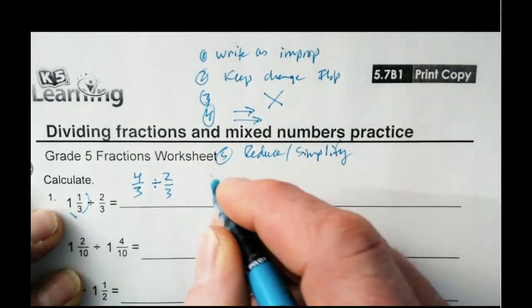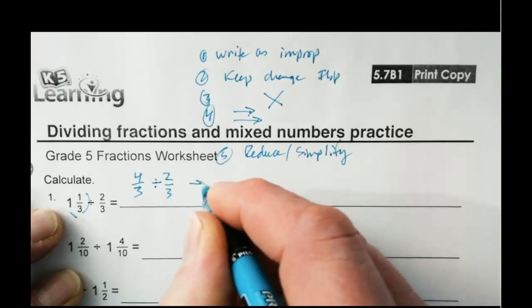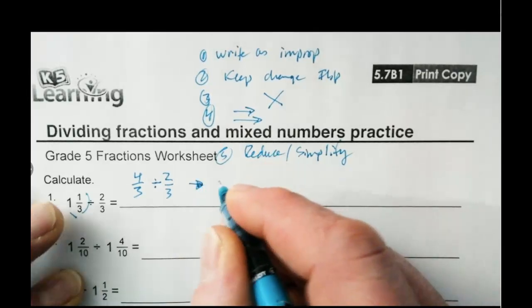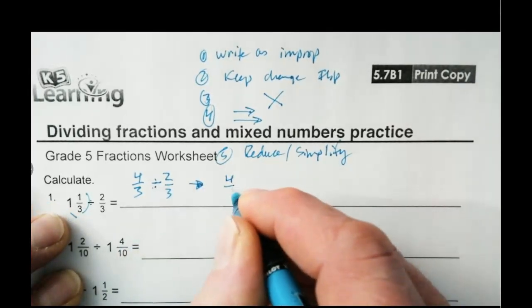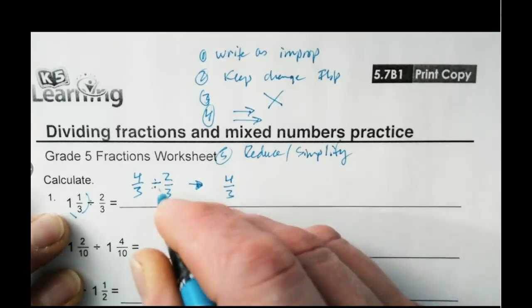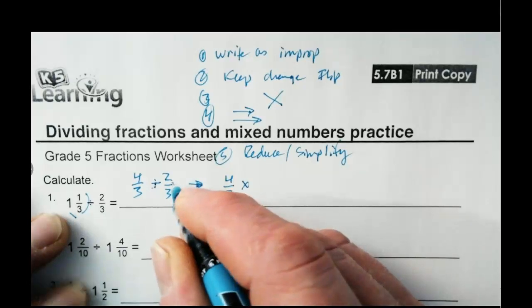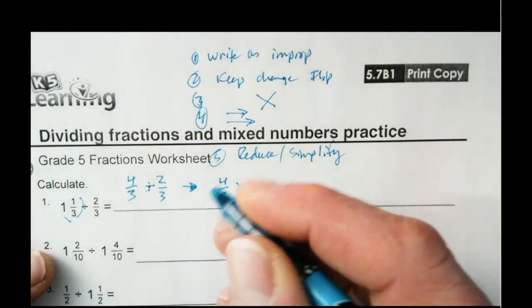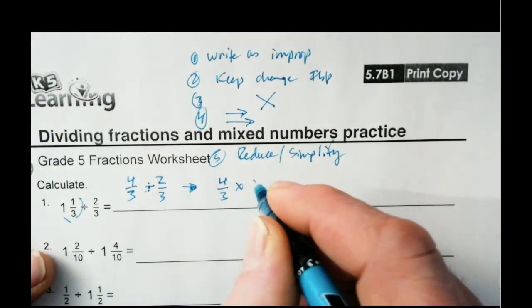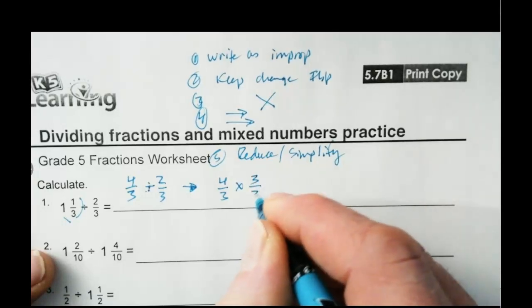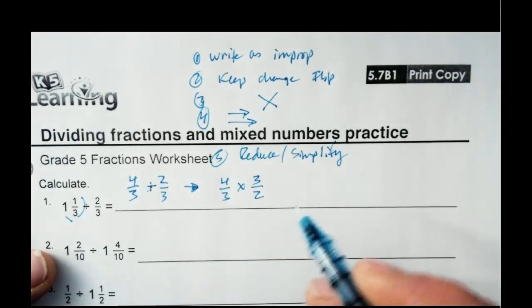Now we have to do the keep, change, flip. I'm just going to put a little arrow. We're going to keep this one, 4/3. We're going to change this from division to multiplication. And we take this one and we're going to flip it upside down. So instead of 2/3, it's going to be 3/2. That's called the reciprocal.